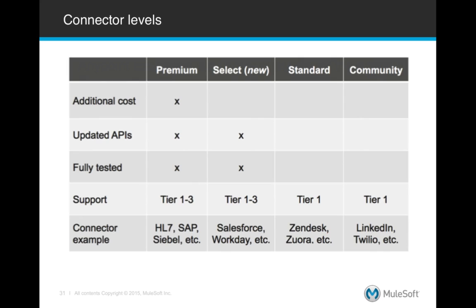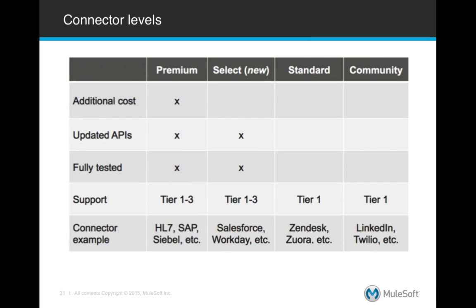Now, a little bit around these connectors. As you're going through and browsing connectors, you're going to find that some of them fall into a different level, a different category. So there's a couple premium connectors out there. And those few premium connectors have an additional cost. They're constantly being updated, tested, fully supported tier 1 through 3. And some of the connector examples are things like HL7, SAP, and Siebel.